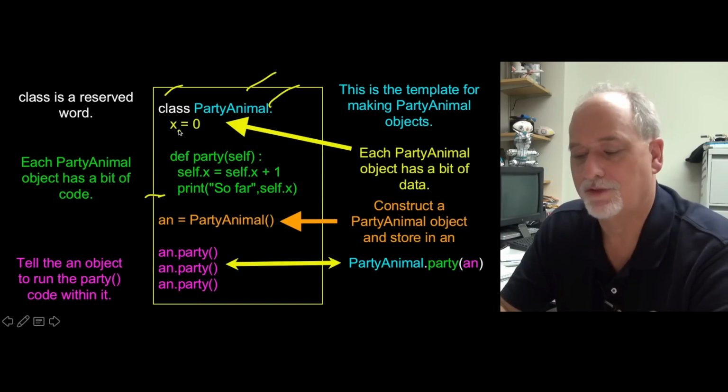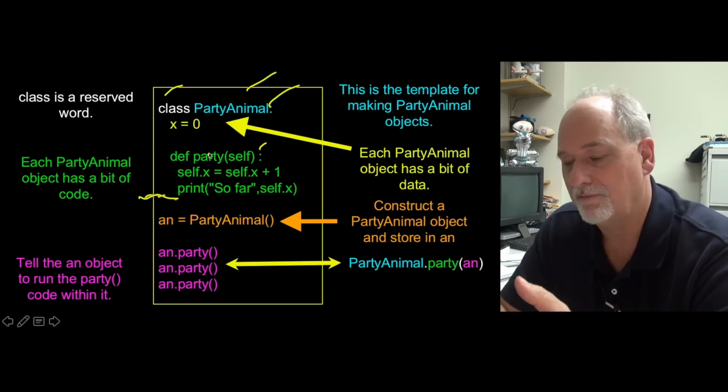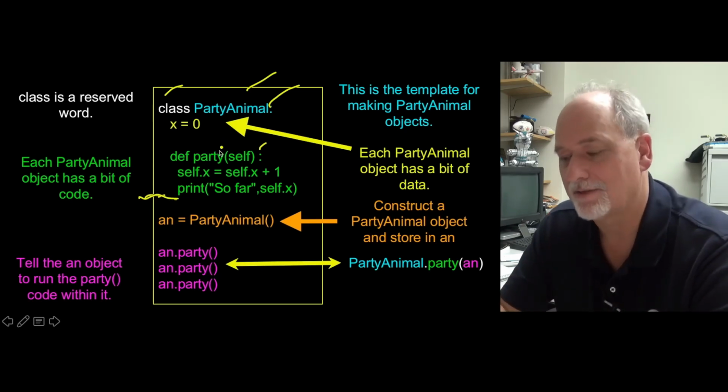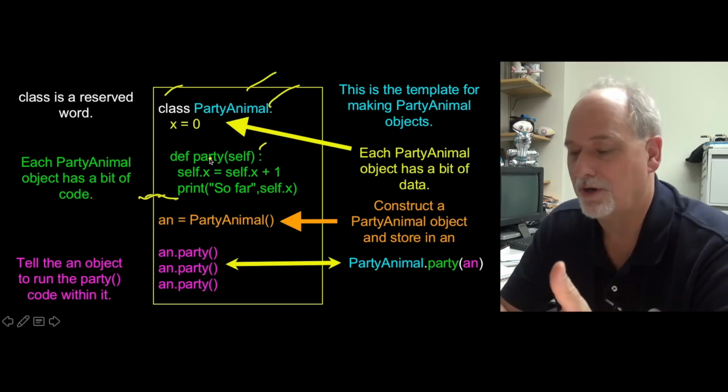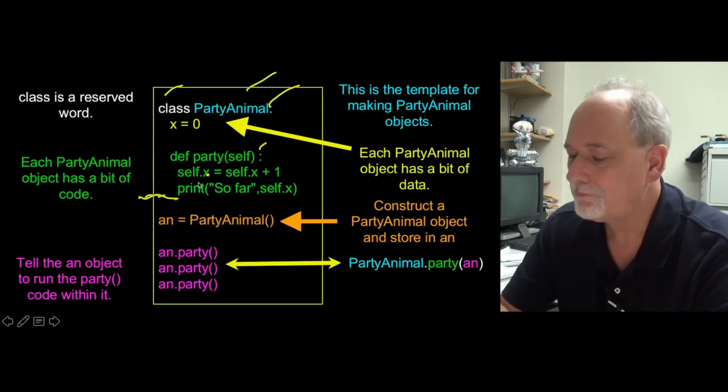There is some data, and this just looks like an assignment statement in the class, x equals 0. And then there is a def. This looks just like a function, and it starts with a def, has a colon, indents, so that function finishes right there. The difference is this is a method because it lives inside of a class. And so there is no function called party. There's a function called party within the party animal class.